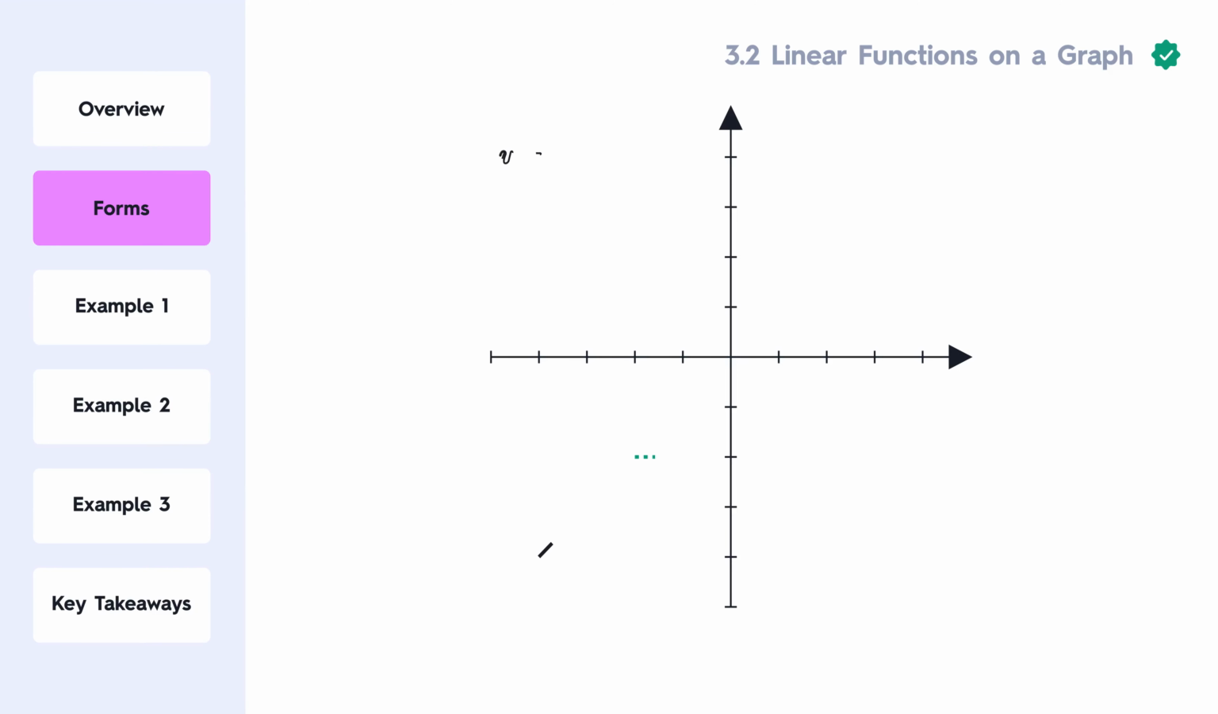Let's explore how changes in m, slope, and b, y-intercept, affect a linear function. Increasing m makes the line steeper. Decreasing m flattens the line. Negative m results in a downward slope. Increasing b shifts the line up. Decreasing b shifts the line down. Both m and b determine the position and direction of the line.